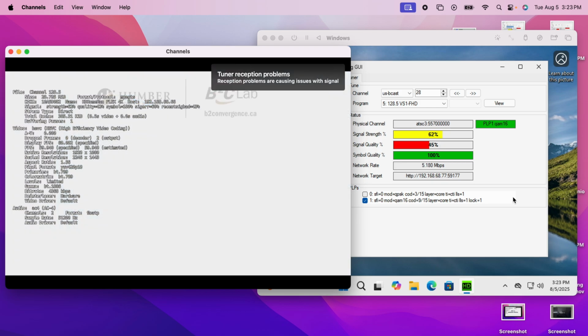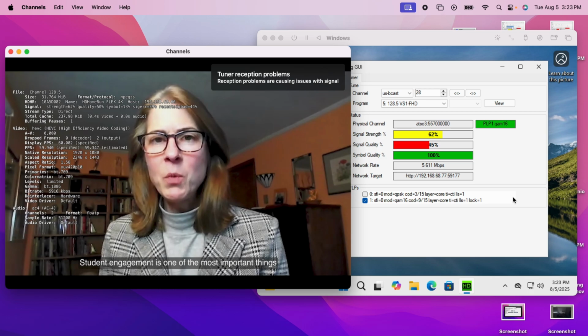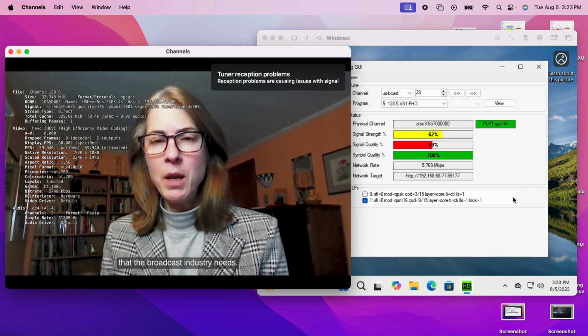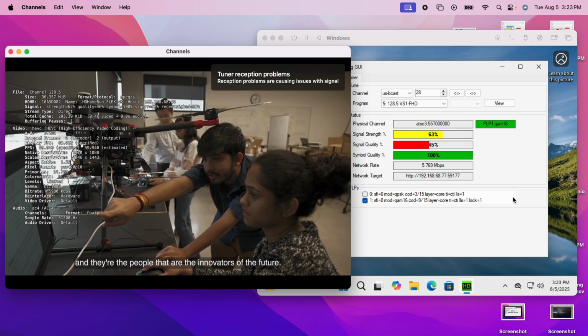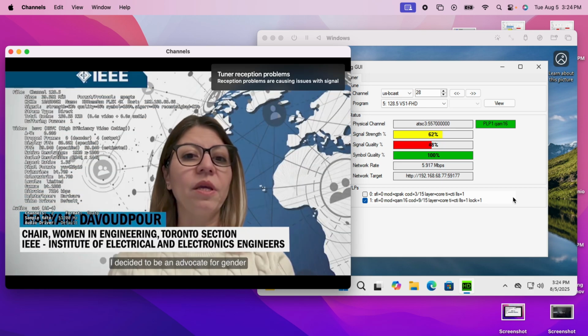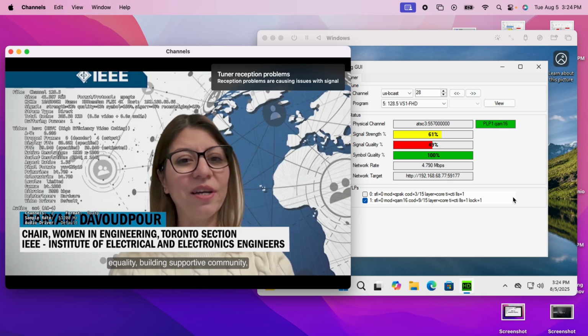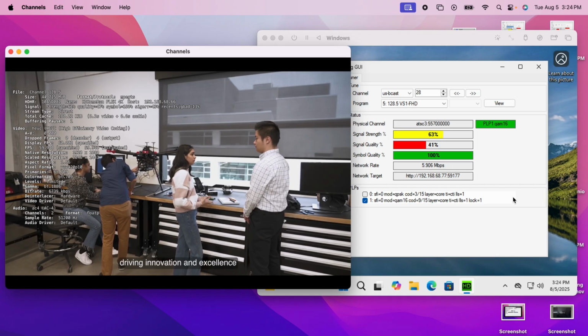BSC lab. Student engagement is one of the most important things that the broadcast industry needs. They're the people that are going to be driving this industry forward, and they're the people that are the innovators of the future. I decided to be an advocate for gender equality, building supportive community, driving innovation and excellence.